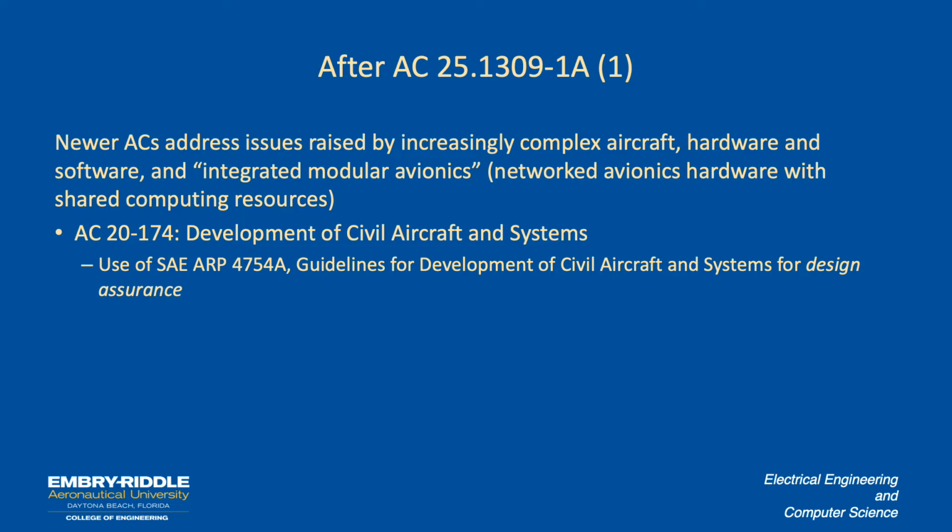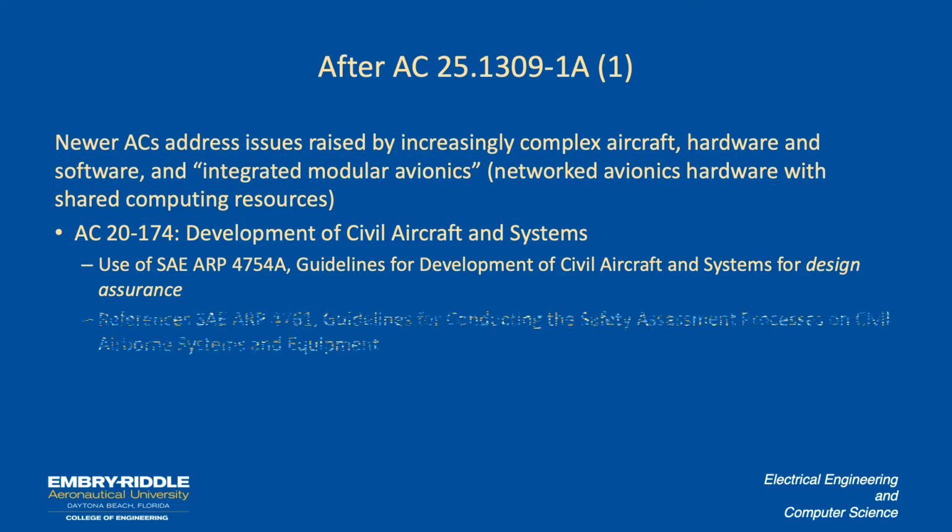So the first one of these we want to talk about is Advisory Circular 21-.. 4, which is the development of civil aircraft and systems. And this is what authorizes the use of SAE Aerospace Recommended Practice 4754, which is called Guidelines for Development of Civil Aircraft and Systems, for what's called design assurance. And we'll talk about design assurance in a minute. But it also references another SAE document, ARP 4761, Guidelines for Conducting the Safety Assessment Processes on Civil Airborne Systems and Equipment.